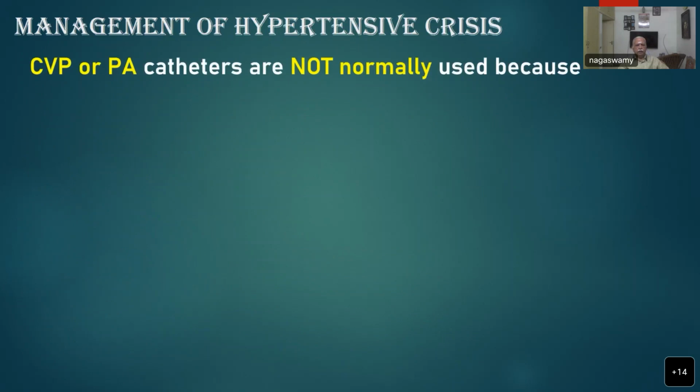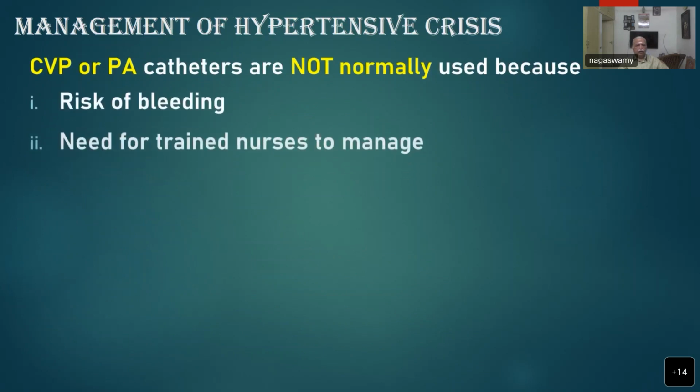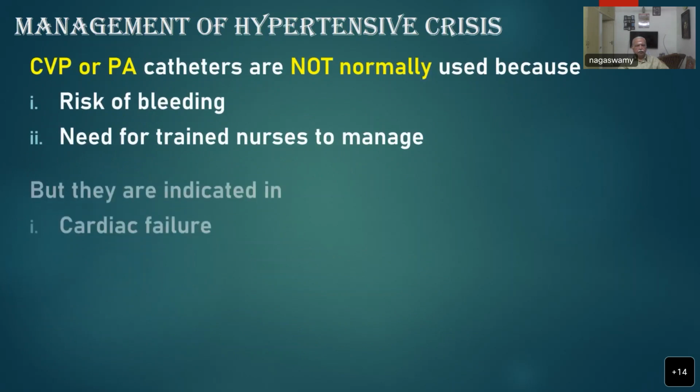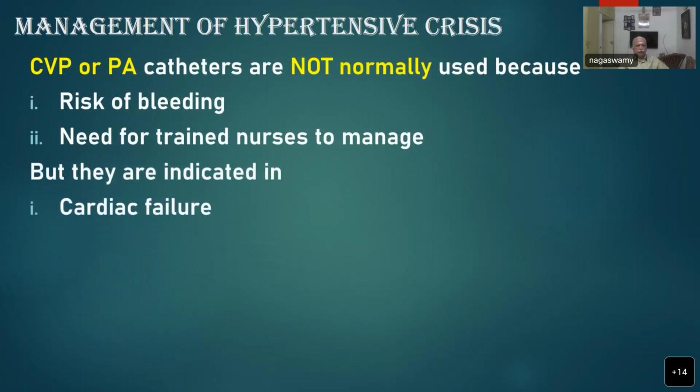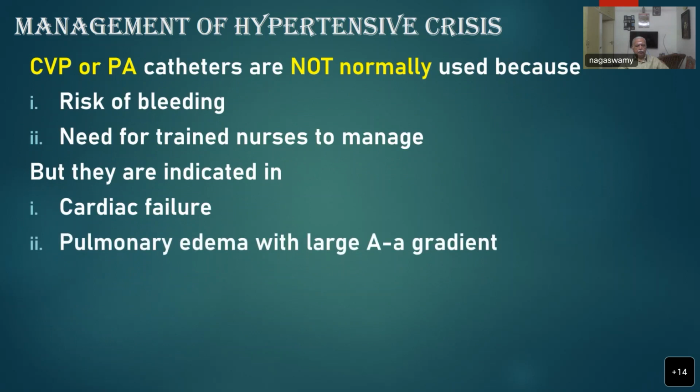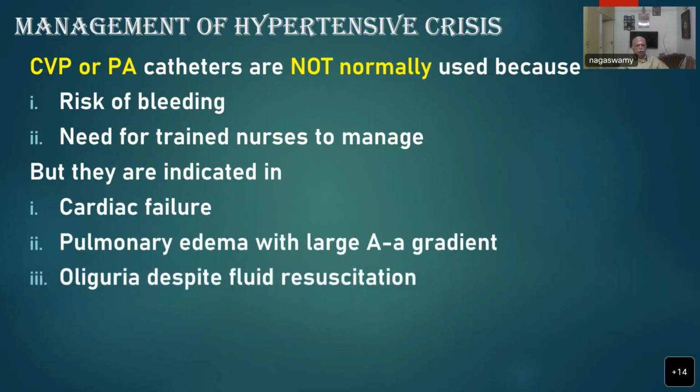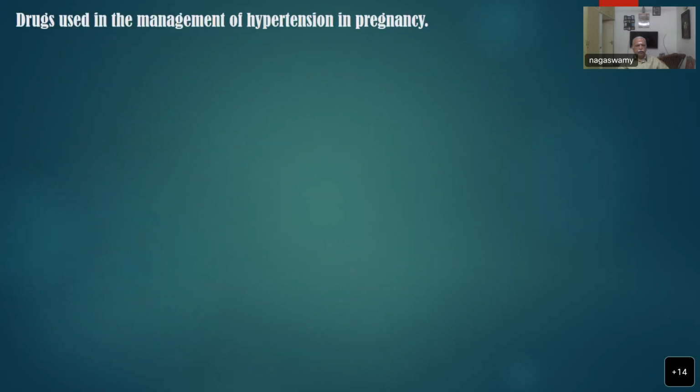How do you manage the hypertensive crisis? CVP or a PA catheter are not usually used because of the risk of bleeding and the need for trained nurses to manage that, but they are indicated in cardiac failure, pulmonary edema with a large alveolar to arterial gradient, and oliguria despite fluid resuscitation.